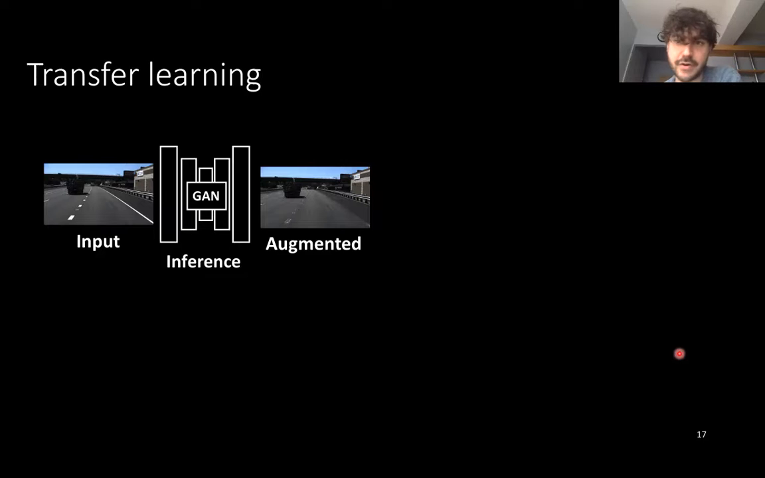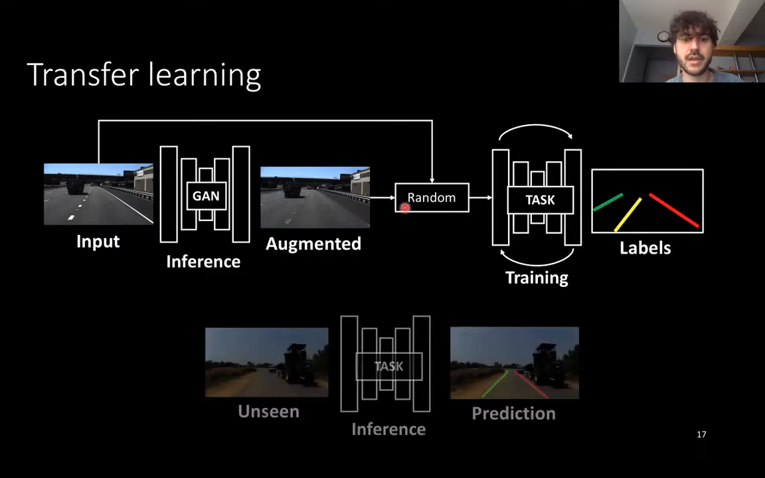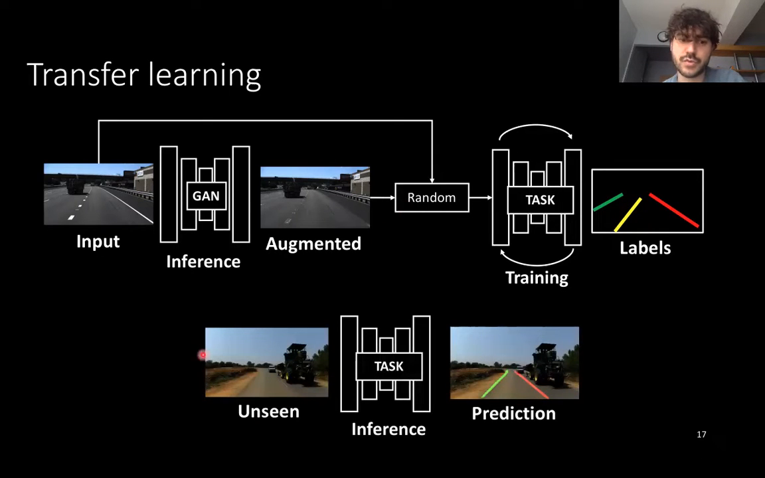Our pipeline for transfer learning is very simple. What we do is augment images with our GAN and then submit them randomly to a task network, which could be, for example, a lane detection network like this one. We randomize between the augmented images and the input one in order to increase variability. At the inference step, we infer on unseen scenarios like these ones, which are unstructured. This one, for instance, has no lane markings, and we want to perform well on this.